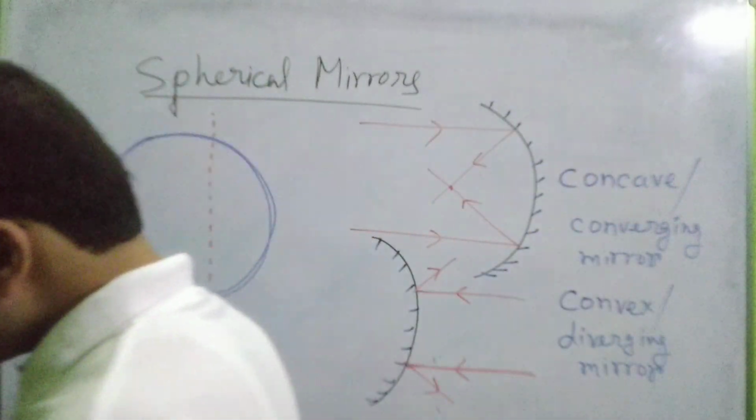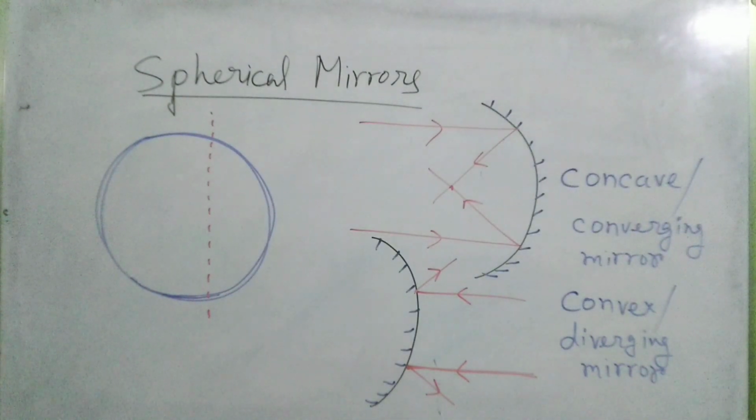Fine. So these two kinds of mirror, convex and concave, how are they being formed? They are formed from a glass sphere, by cutting a part of the glass sphere and silvering one of its surfaces. So this is how a mirror is being formed from a sphere.